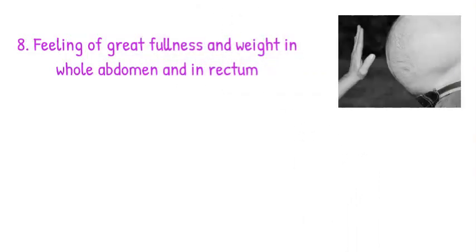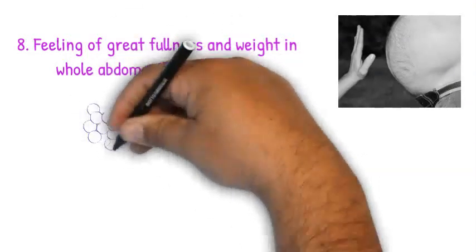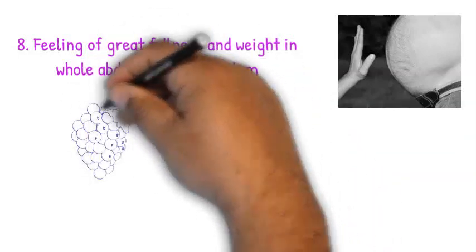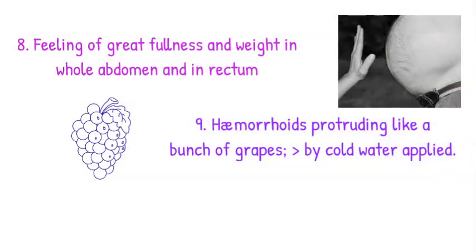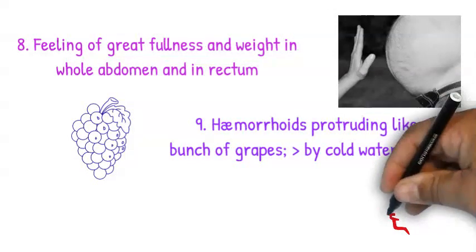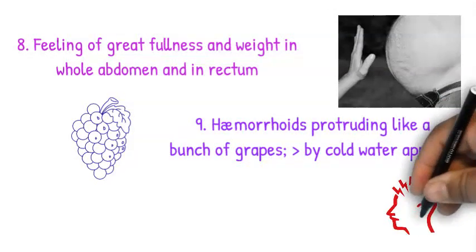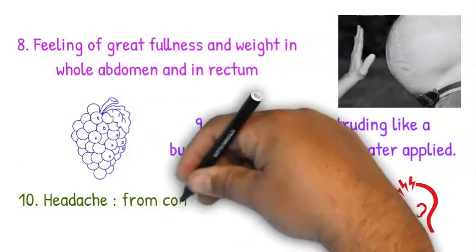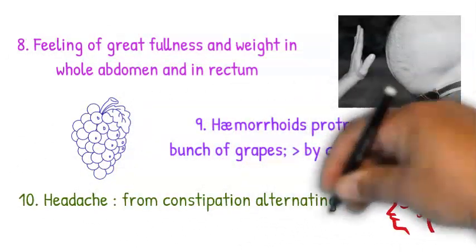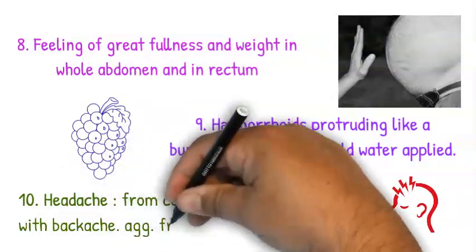Coming next to a very important indication or keynote symptom of this medicine, hemorrhoids or piles protruding, that means external piles protruding like a bunch of grapes, which are ameliorated by applying cold water. Headache due to constipation, or headache from constipation which alternates with backache, is our next symptom, and it gets aggravated from heat, with amelioration from cold.